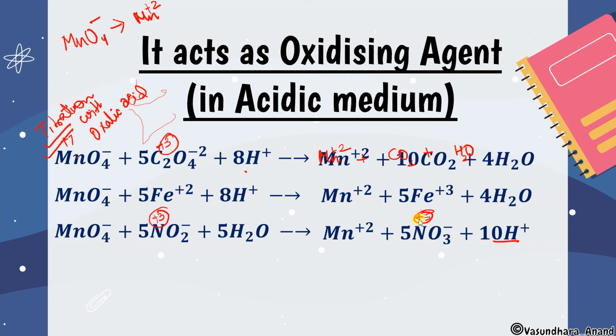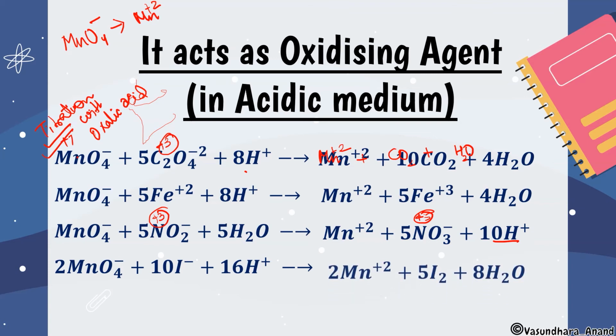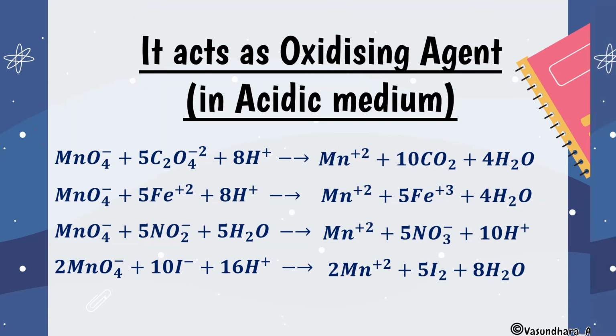Now the next, MnO4 minus plus 10I minus plus 16H plus. Two products are for sure, Mn plus 2 and H2O, and I minus will be oxidized into I2. Clear? There is no problem in this.